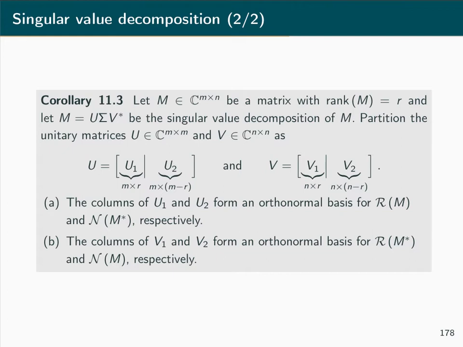By following the steps in that proof closely, it's easy to see the results stated in Corollary 11.3. First, the columns of U1 form an orthonormal basis for the range space of M. Then the columns of U2 form an orthonormal basis for the null space of M star. Moreover, the columns of V1 form an orthonormal basis for the range space of M star. And finally, the columns of V2 form an orthonormal basis for the null space of M.